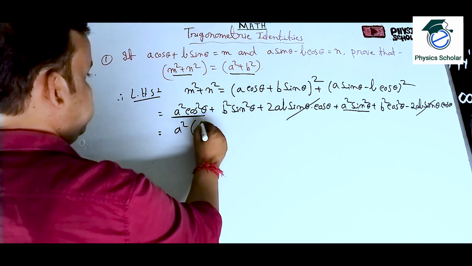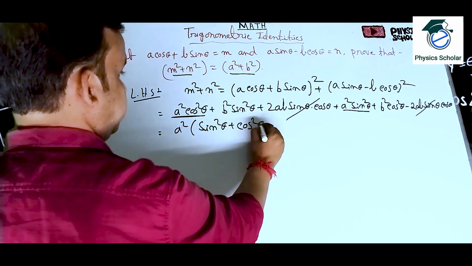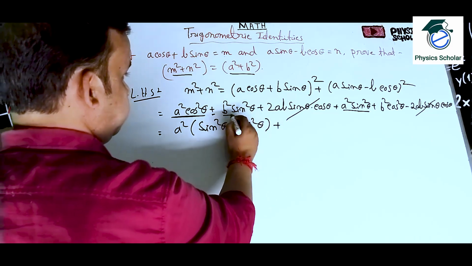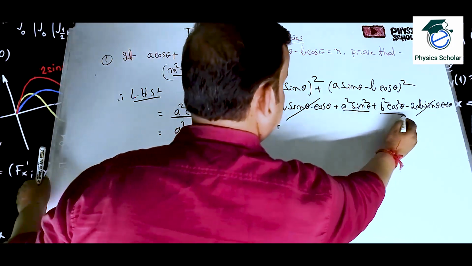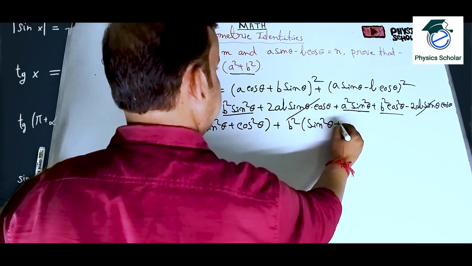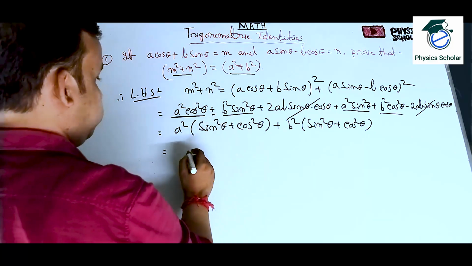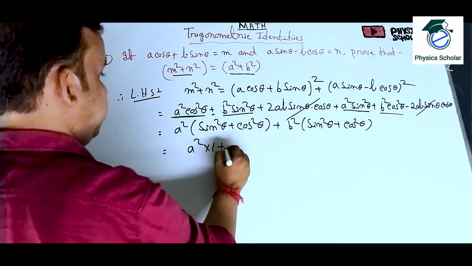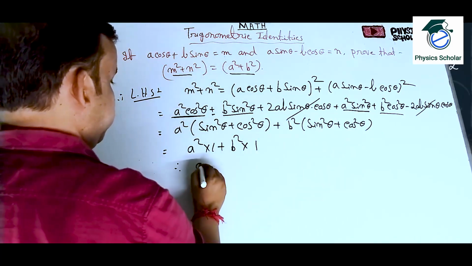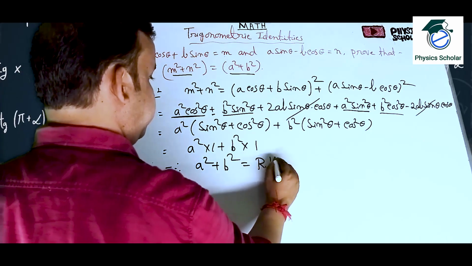Now see this part, a square cos square theta, and this part, a square sin square theta. So a square is common, that means sin square theta plus cos square theta. Then b square sin square theta and b square cos square theta, so b square is common, sin square theta plus cos square theta. What is the formula? Sin square theta plus cos square theta equals 1. That means a square into 1 plus b square into 1, that is a square plus b square, which is the RHS.